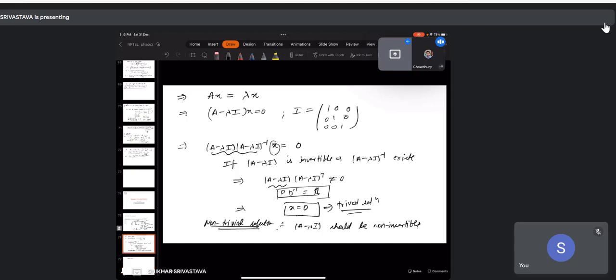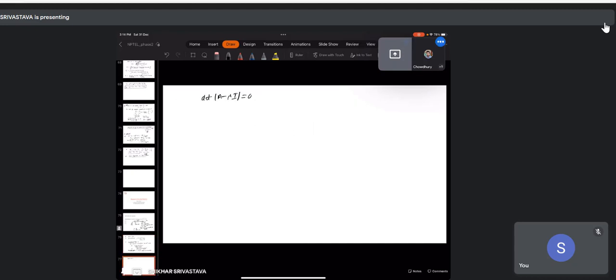So from here we can see how, from the eigenvalue equation, we come to this equation, which we generally use to find the eigenvalues of any matrix. And this is called the characteristic equation. Generally we call this the characteristic equation.